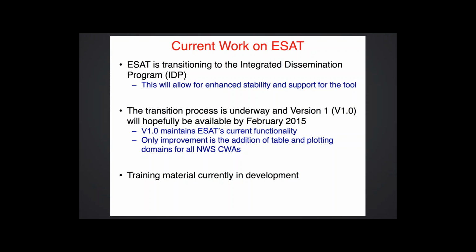Version 1 will just maintain ESAT's current functionality, and the only improvement will be the addition of table and plotting domains for all NWS county warning areas, because as of now, there are mainly only plotting domains for CWAs that are in the western region.